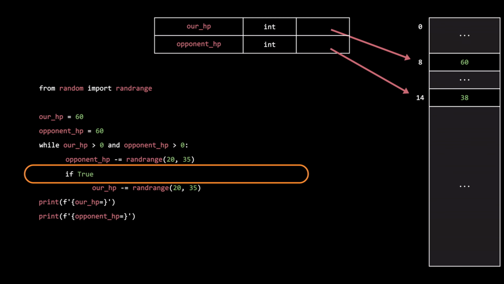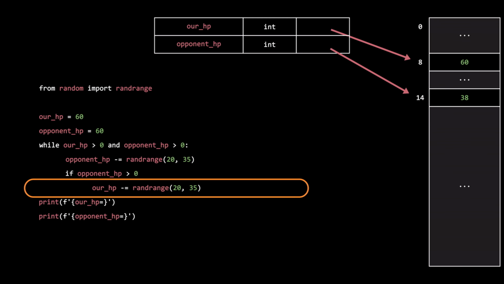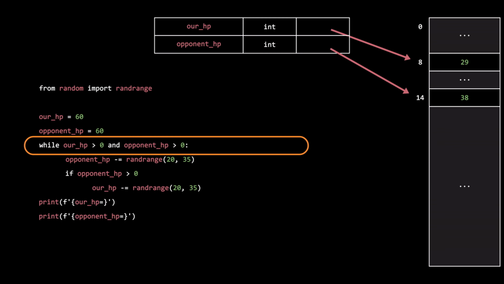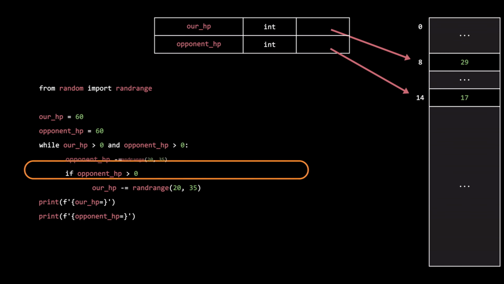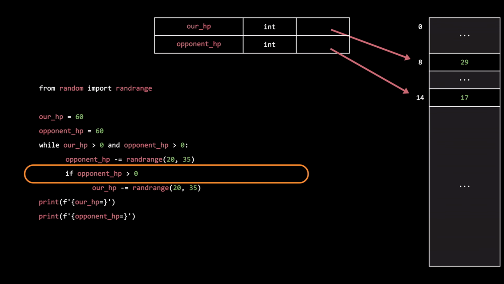Opponent HP is still greater than 0, so we do execute the body of this if statement here. So we generate 31 points of damage on our Pokemon, giving us an HP value of 29. Both of these two values are still greater than 0. So we're going to execute the body of the loop again. So we generate another random number for opponent HP's damage. That generates 21 for a total of 17 now.